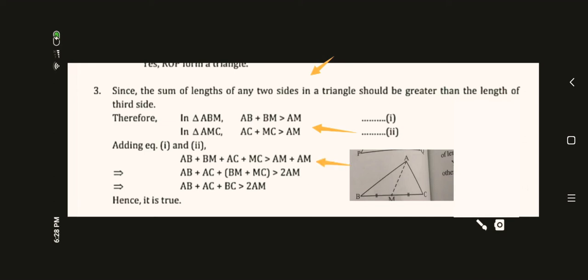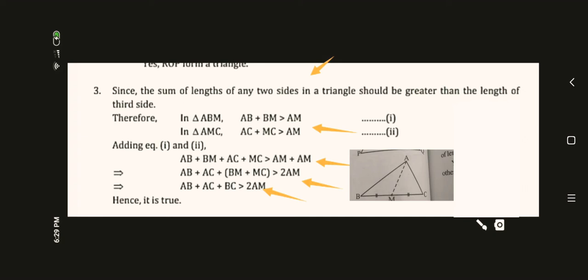So the third equation we'll get is AB plus BM plus AC plus MC is greater than AM plus AM. Next we'll get AB plus AC plus BM plus MC. So BM plus MC is actually BC. So in the next step we can say AB plus AC plus BC is greater than 2AM. Hence we have proved the condition to be true.